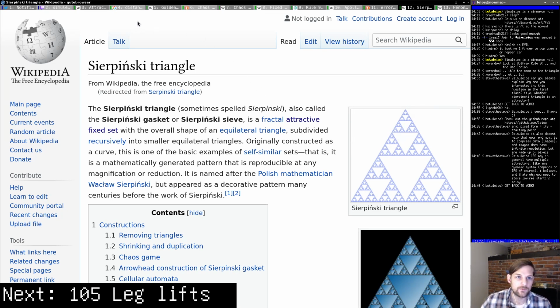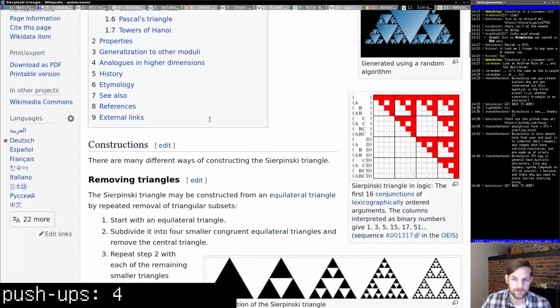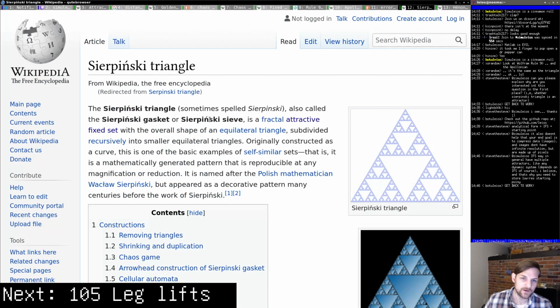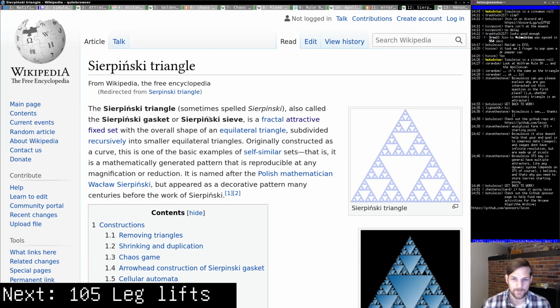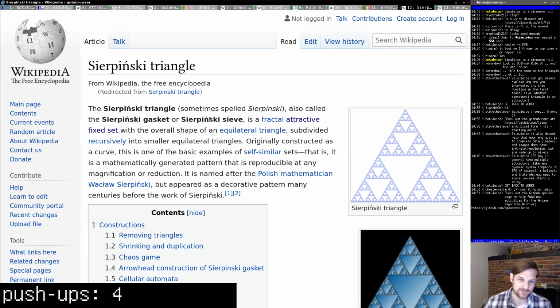Okay. So yeah, let's read a bit about the Sierpinski triangle and go from there. The Sierpinski triangle, also called the Sierpinski gasket or Sierpinski sieve, is a fractal attractive set with the overall shape of an equilateral triangle subdivided recursively into smaller triangles. Originally constructed as a curve, this is one of the basic examples of self-similar sets. That is, it is a mathematically generated pattern that is reproducible at any magnification or reduction. It's named after the Polish mathematician Wacław Sierpiński, but appeared as a decorative pattern many centuries before the work of Sierpiński.